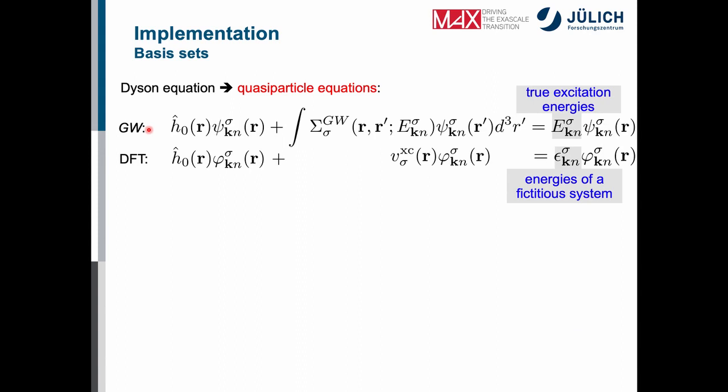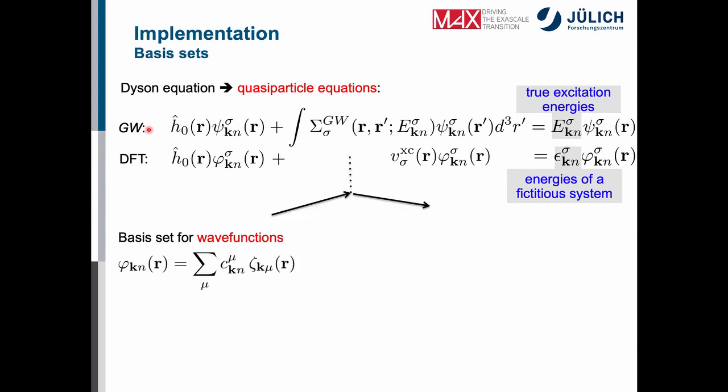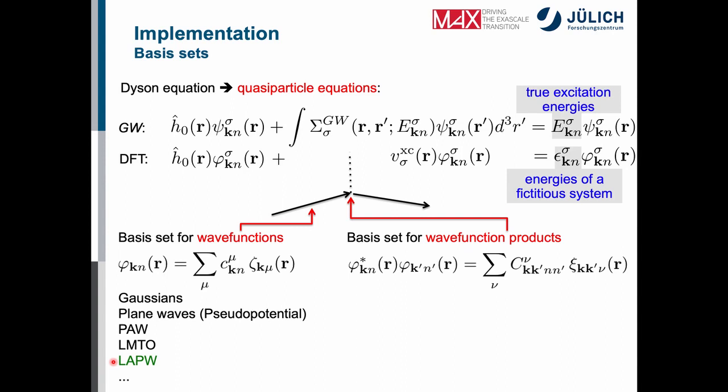In a GW code, two basis sets are needed. The first is the basis for the wave functions, for which one can employ all kinds of basis sets used in electronic structure calculations: Gaussians, plane waves, PAWs, LMTOs, and the LAPW basis set, which is used in our codes. The second basis is required for the representation of two particle quantities. For example, whenever an electron interacts with another, we have an incoming wave and a scattered outgoing wave. Together, they form a wave function product.